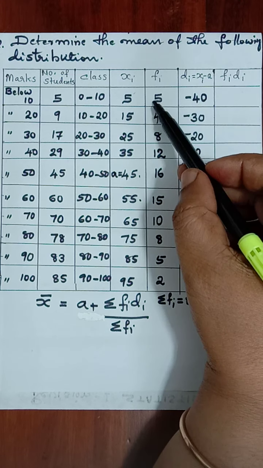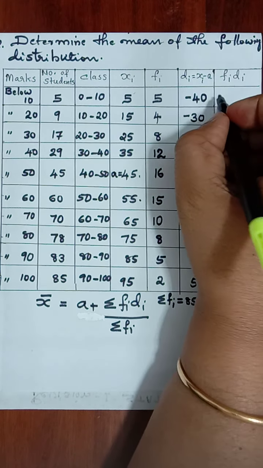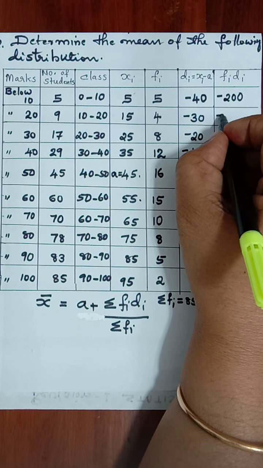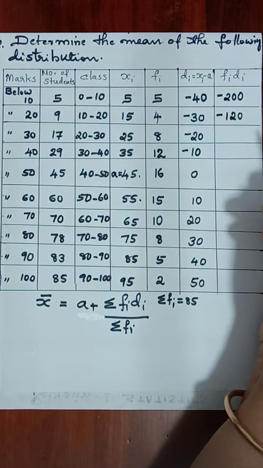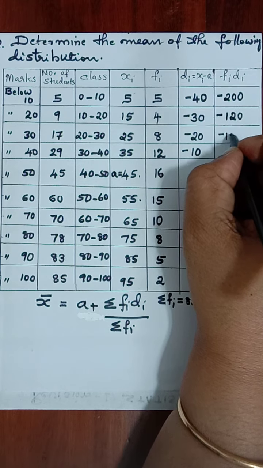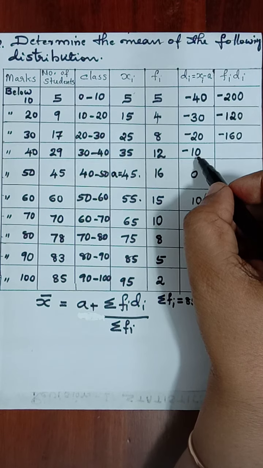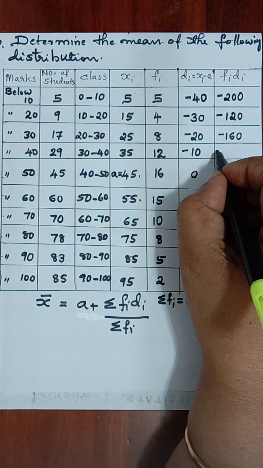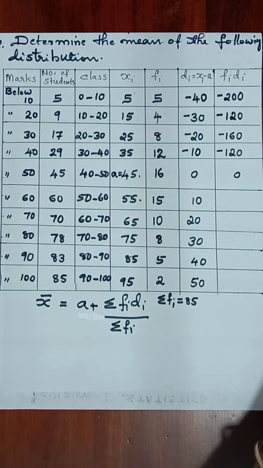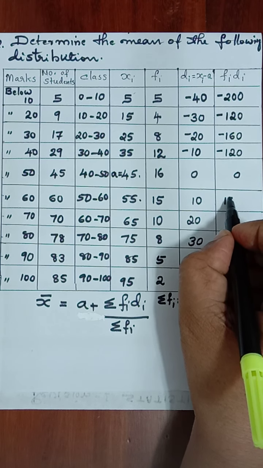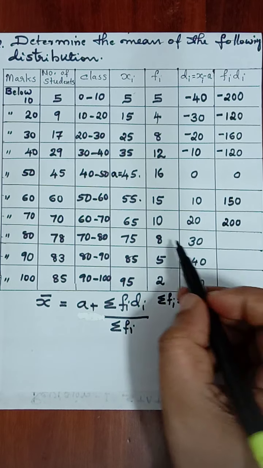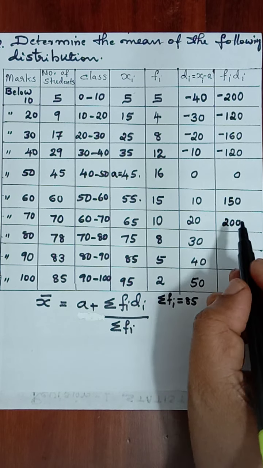Fi and di. 5 into negative 40. Isn't it negative 200? 4 into negative 30, negative 120. One below the other you have to write. Next comes 8 into negative 20, negative 160. 12 into negative 10, negative 120. If you multiply by 0, it will be 0. Then comes 15 into 10, 150. 10 into 20, 200. 8 into 30, it is 240.